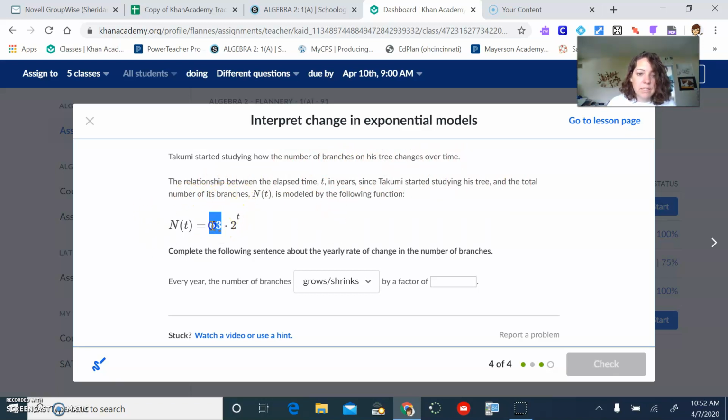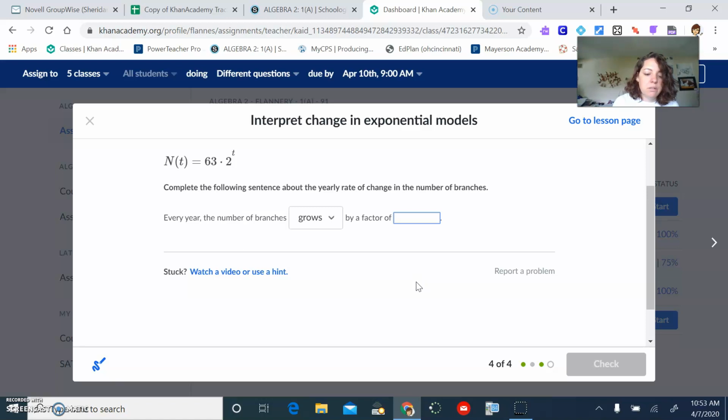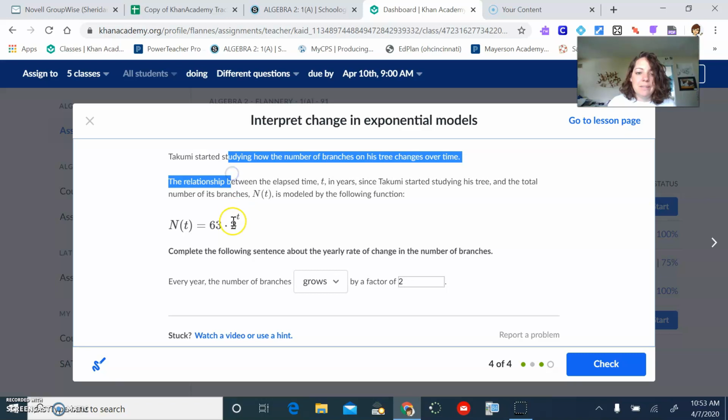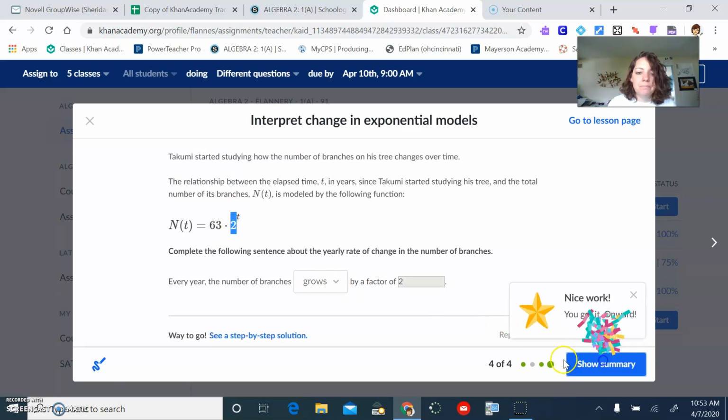And then they give us the function. So originally there were 63 branches on his tree when he started. And then this number here, that's our base, and that tells us if it's growing or shrinking. So is that bigger or less than 1? Bigger. So it's definitely growing. This time the way they worded it, they don't want a percent. They want what the factor is. And whatever number is in here is your factor. So by a factor of 2. Whatever number is the base. This guy right there.